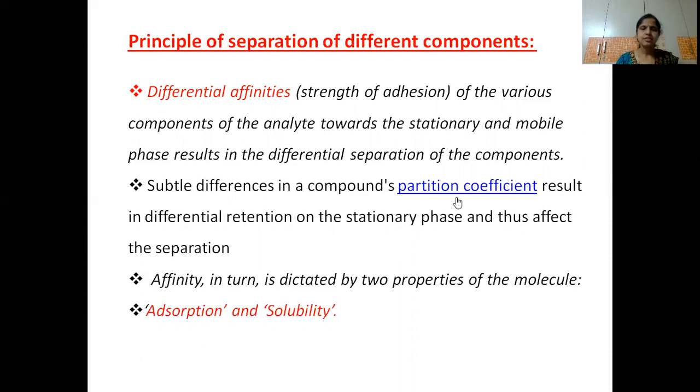Affinity in turn is dictated by two properties, that is adsorption and solubility. So we can explain the separation of different components in the mixture by these two properties, which are adsorption and solubility.